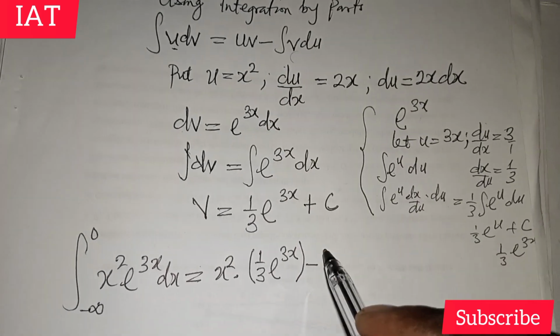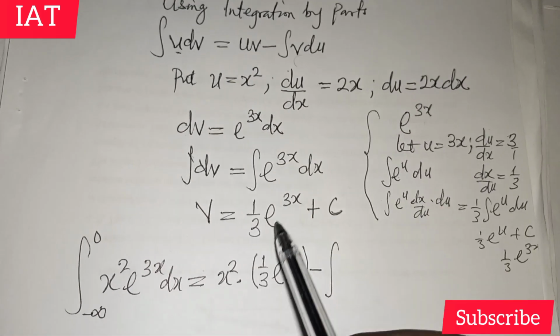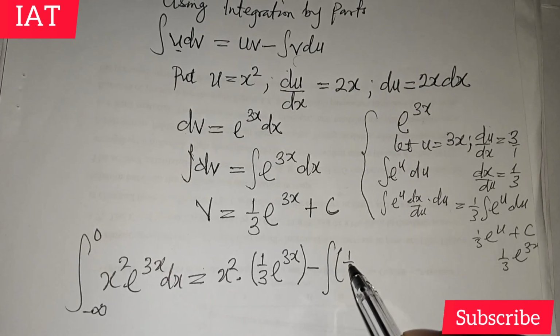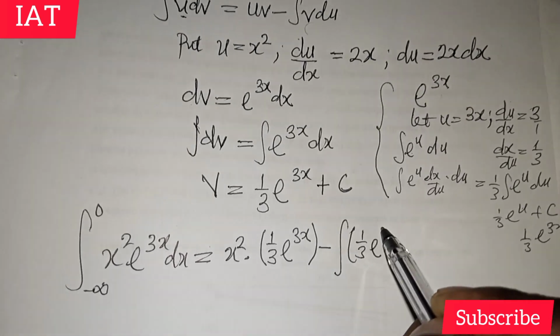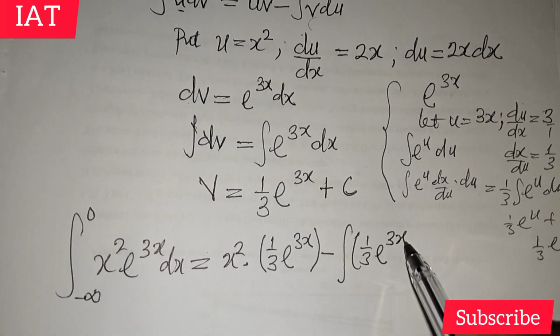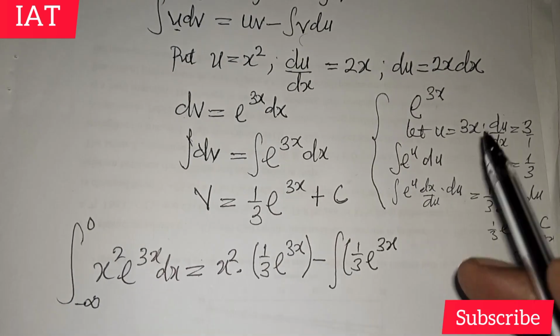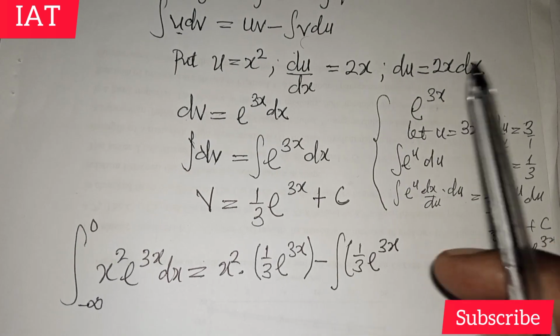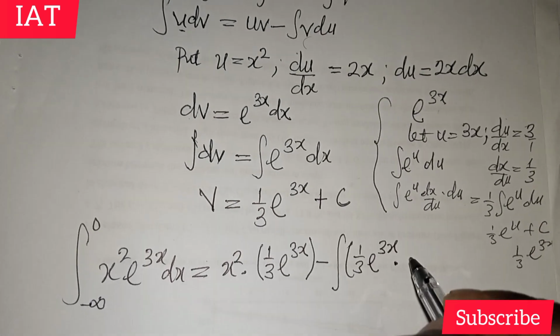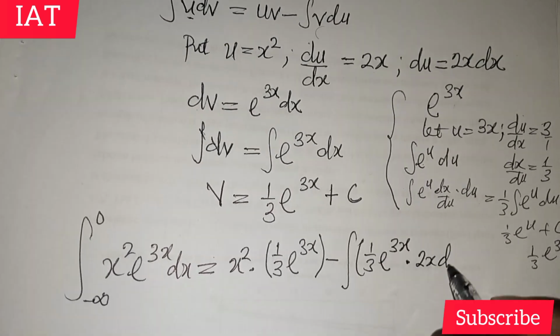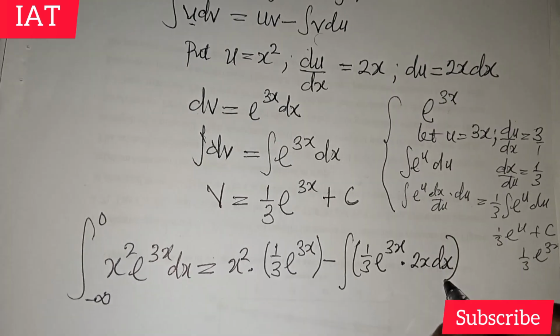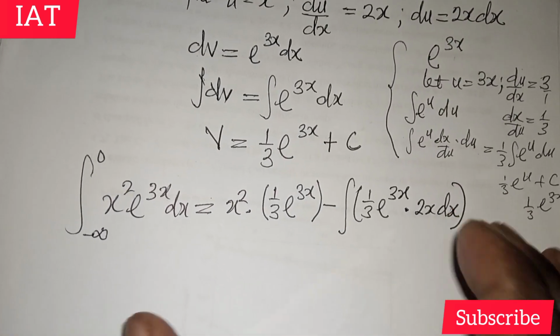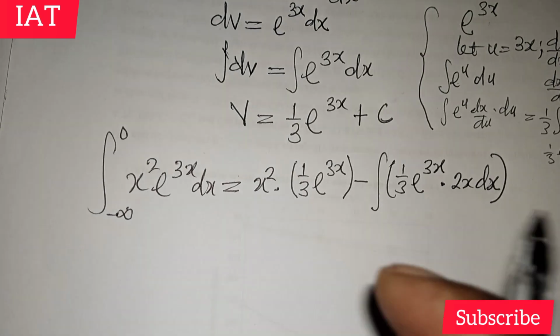We have the integral of, your v is 1 over 3 exponential 3x, right? And then we also have our du. Look at du to be 2x dx. So this is what we have. We've plugged everything into the formula for integration by parts.